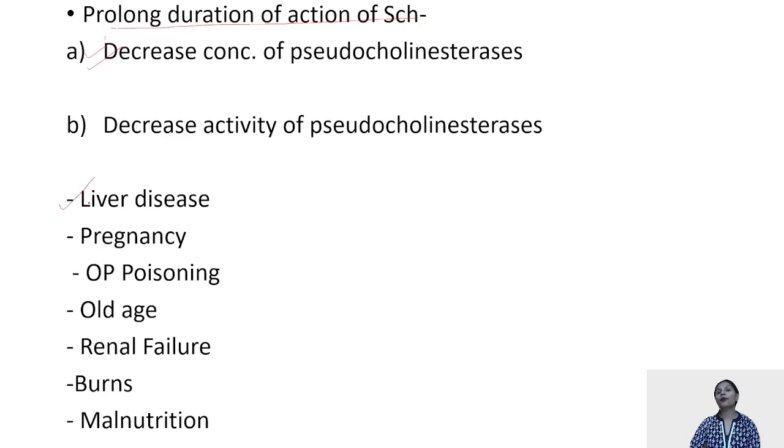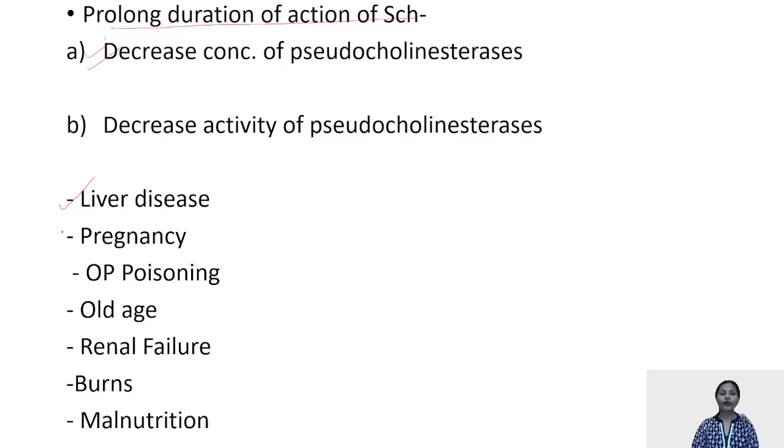Second most important is pregnancy. In pregnancy, we have decreased activity of pseudocholine esterase. That is why the dose of scolin is decreased in pregnancy. This is an assertion reason question which comes: in pregnancy the dose of scolin is decreased. The reason is because the activity of pseudocholine esterase is decreased.